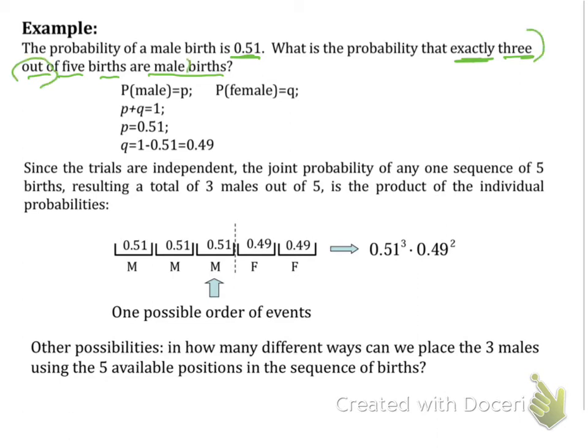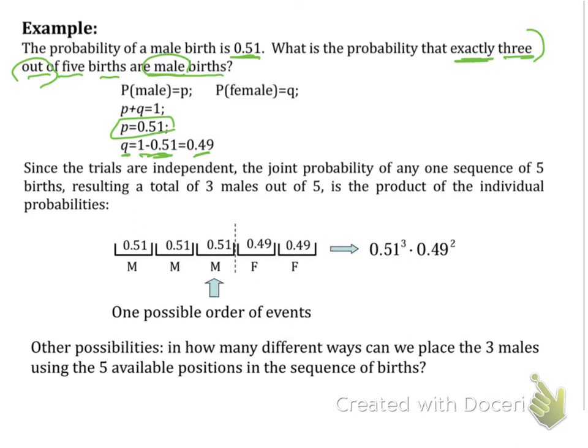So our success criteria here is male. So the probability of the male is the success criteria. Probability of the male is 0.51. Probability of the female will be the complementary, 1 minus. So q will be 1 minus 0.51, which will be 0.49. Since trials are independent, they don't depend on each other.